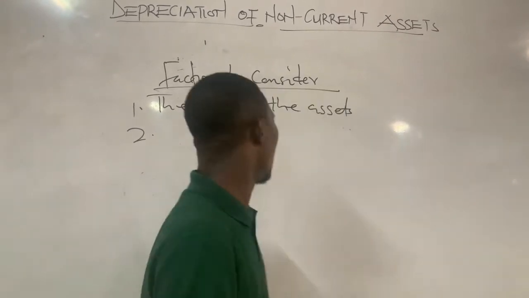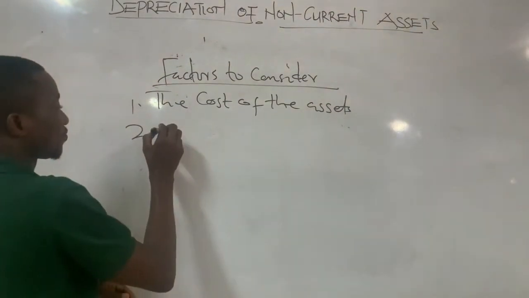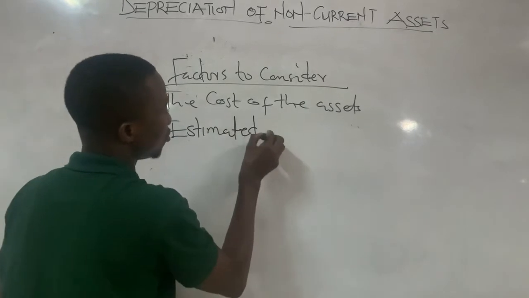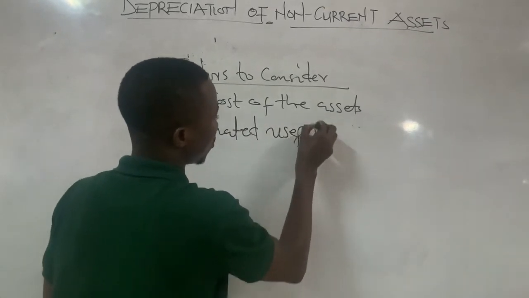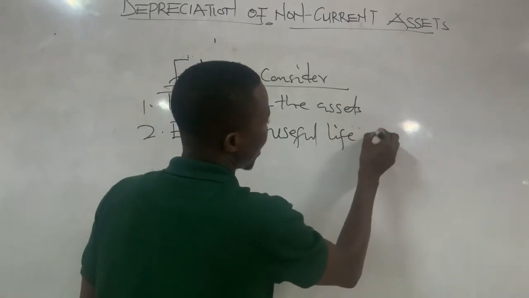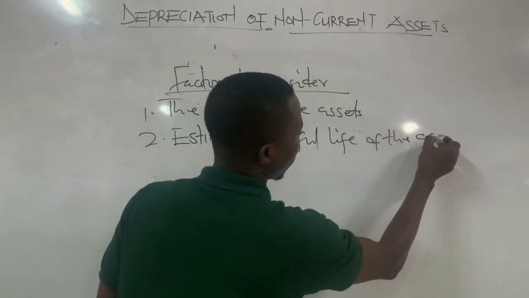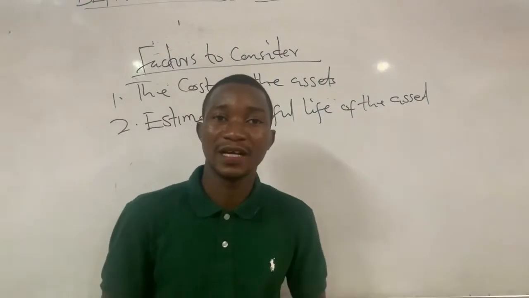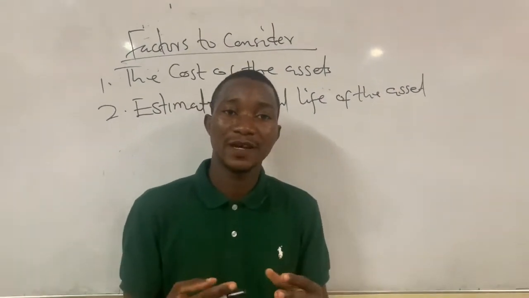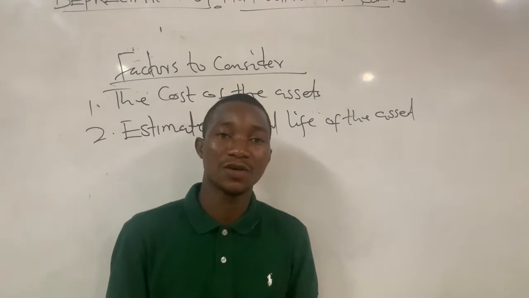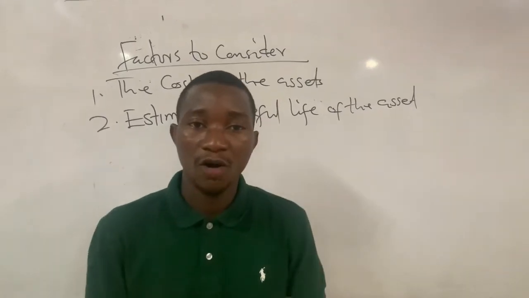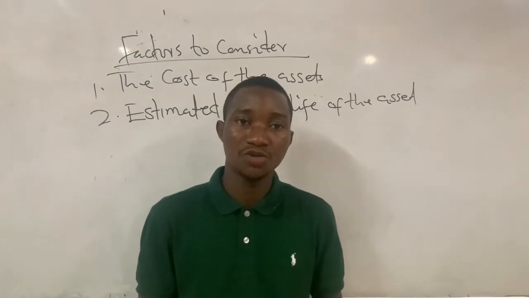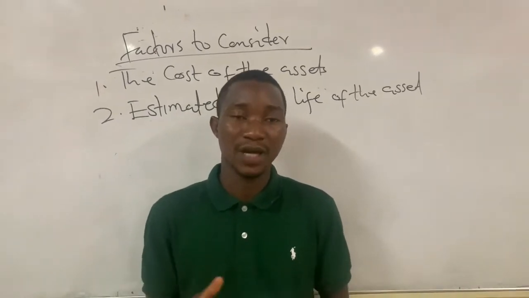Is that okay? And two, we have to actually consider the estimated useful life of the assets. When I talk of estimated useful life, I'm actually talking about the number of years we think the assets will be in operation. Is that okay? So we have to actually factor all those things before we calculate depreciation.